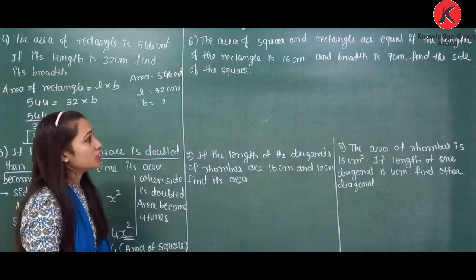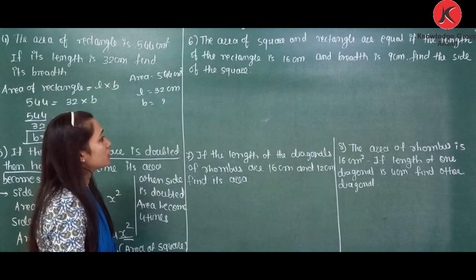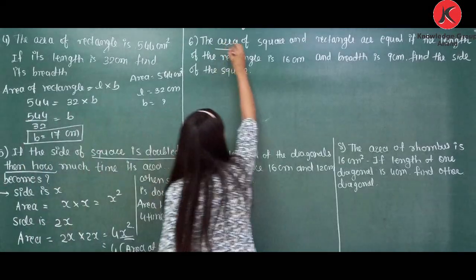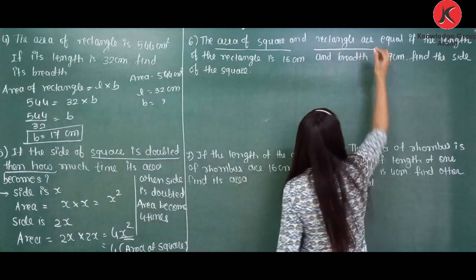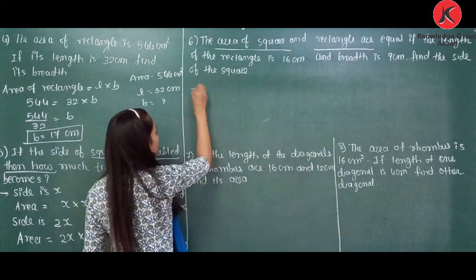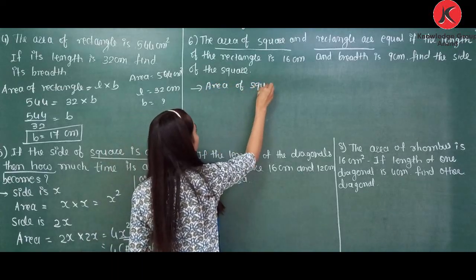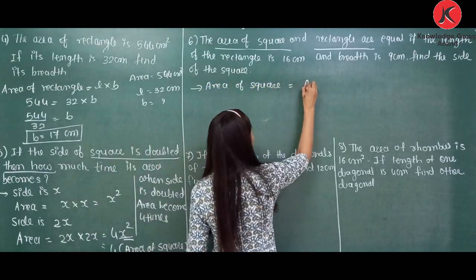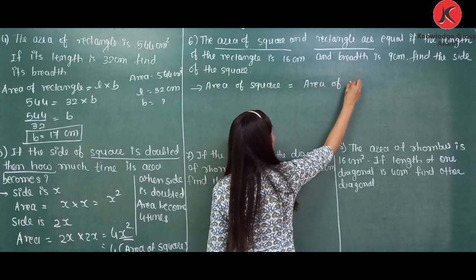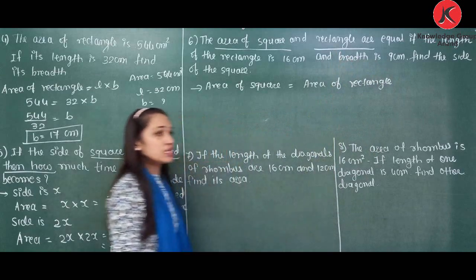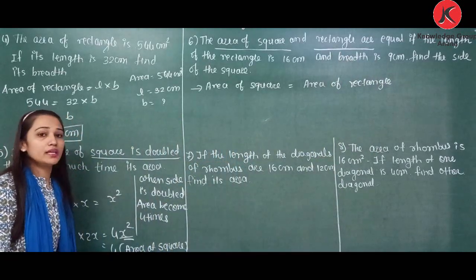Now next one. The areas of a square and a rectangle are equal if the length of the rectangle is 16 centimeter and breadth is 9 centimeter. Find the side of the square. In the first statement, it is written that area of a square and rectangle are equal. So we can write here area of square is equal to area of rectangle.